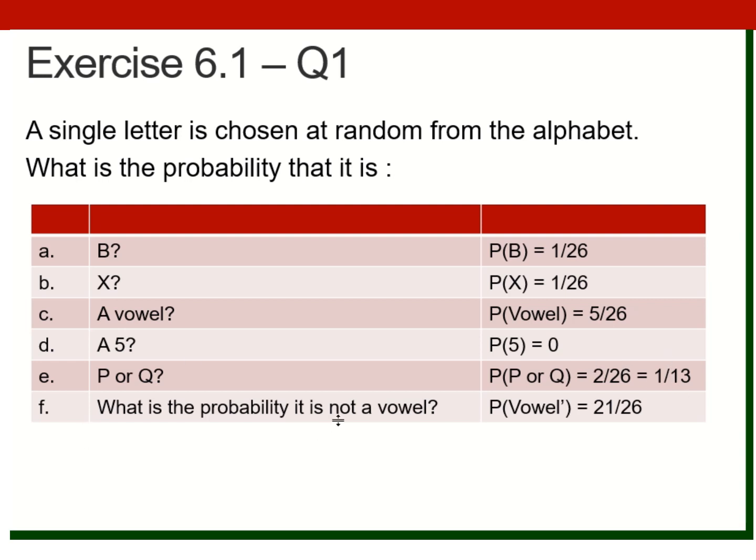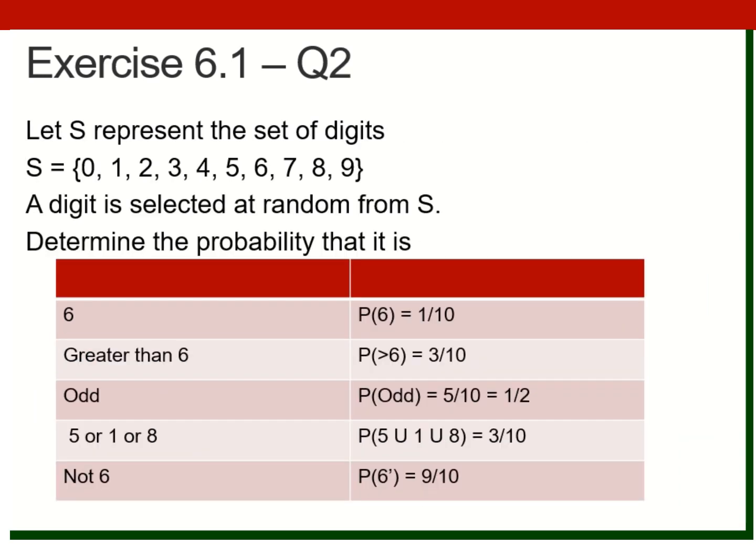What is the probability it is not a vowel? So a vowel is 5 out of 26. Not a vowel, 21 out of 26. Always remember to put your answers in the lowest form. Okay, next one. 6.1, number 2.